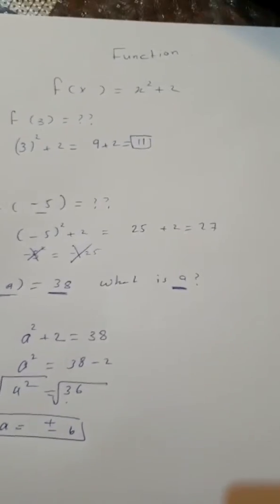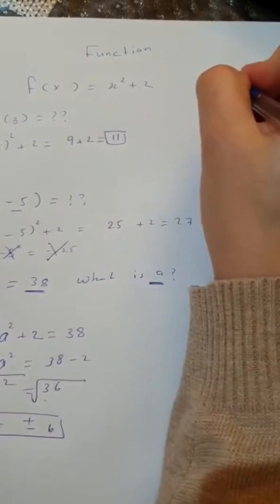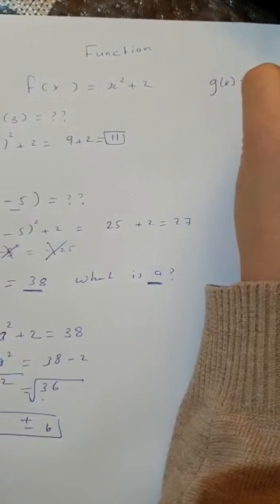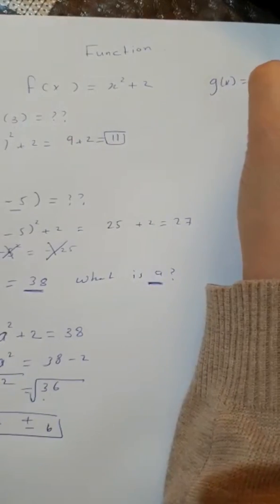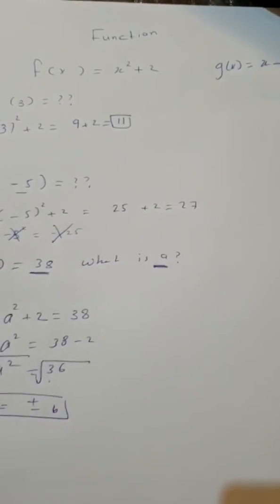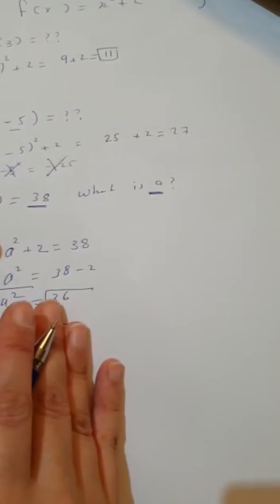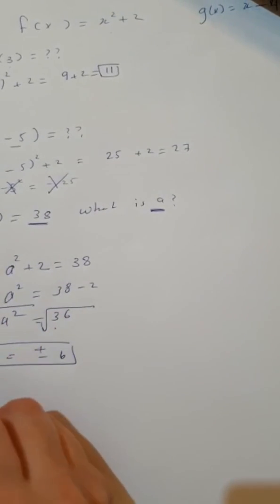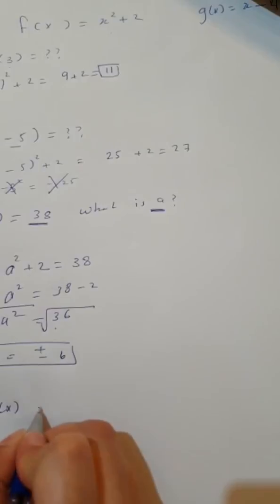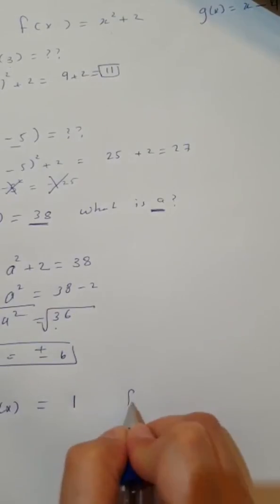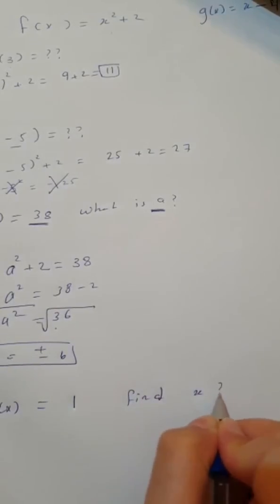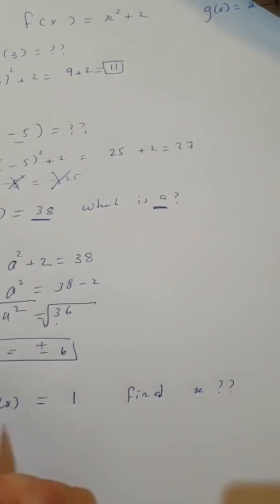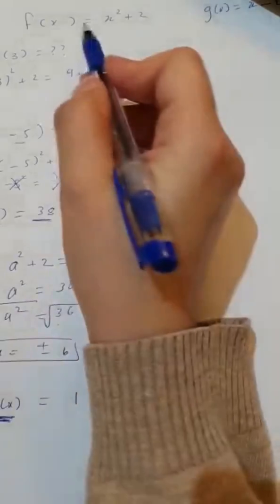What about if they add one more function, g of x, and they say, let's say, it's equal to x minus 4. And they ask me to find the composite function for this. They say, let's say, f of g of x equal to 1. Find x. We know that I need to put here the composite function, which is g of x. I'm going to put it inside f of x.